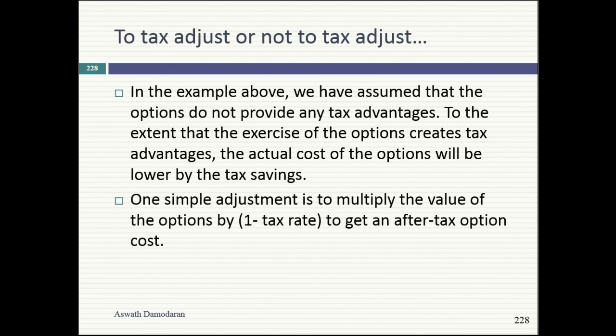So in my Excel spreadsheet, that's what you see as the option worksheet. I compute the value of your options, and I multiply by 1 minus the tax rate to capture the fact that you get a tax benefit. If you don't like it, just go out and take out the 1 minus T. It'll still work. It'll just put in the entire $54.2 million. So that effectively takes care of options already granted.